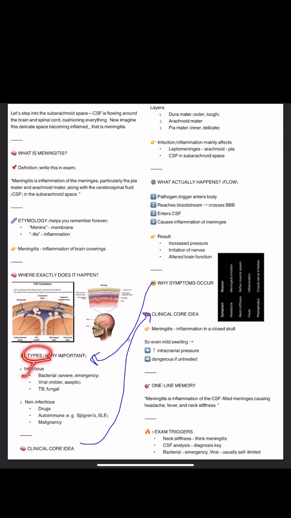Now let's see the types of meningitis: infectious and non-infectious. Infectious is due to bacteria, virus, TB, and fungi. Bacterial is a severe emergency condition, viral is a milder aseptic condition. There's no bacterial involvement and no pus, not much damage to the tissue, no neutrophils, so it's aseptic. And non-infectious is due to drugs like sulfonamides.